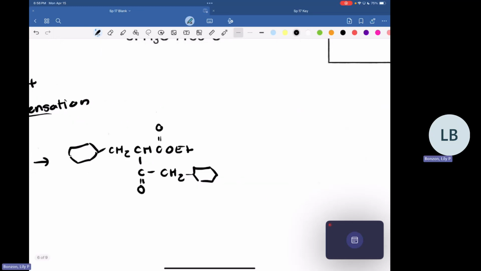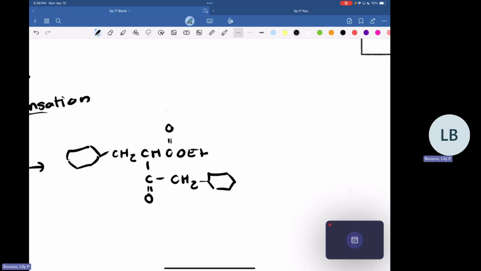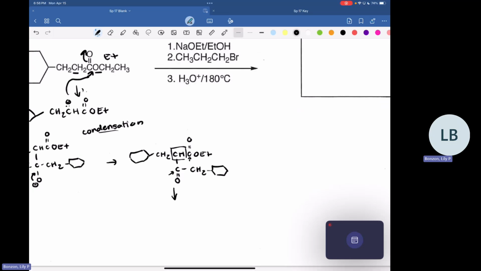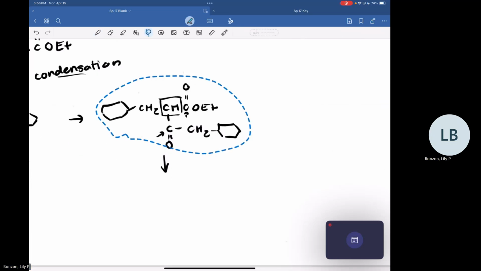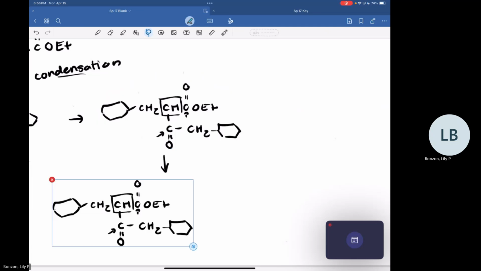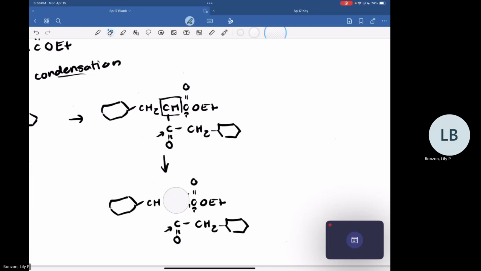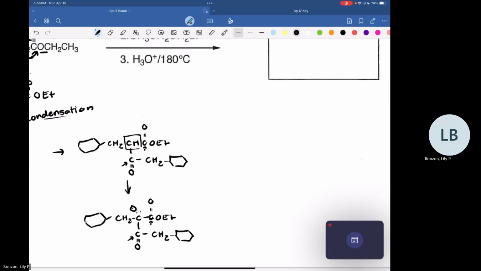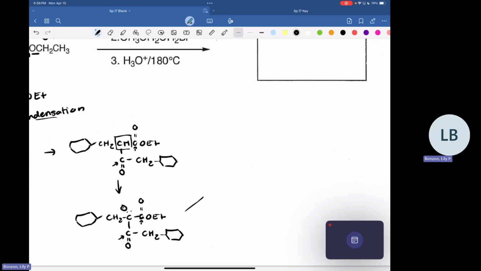All right, so now we're left with this structure. I kind of wrote it poorly to see this, but you'll see that we have a CH in between two carbonyls. And so what's going to happen is this is also going to be deprotonated. So we've got our carbanion again, and now we're ready to go on to the second step.